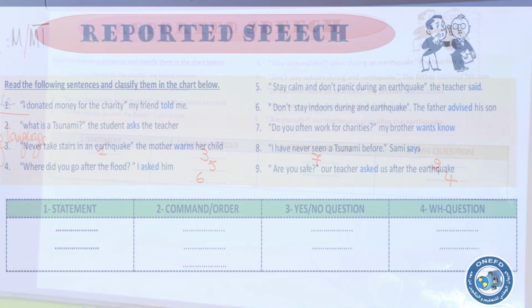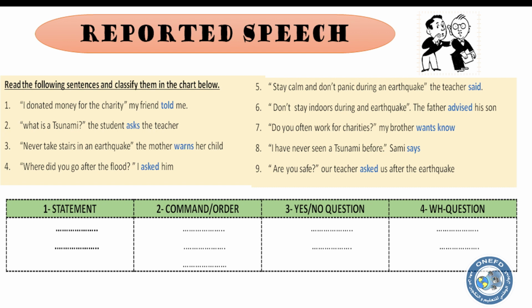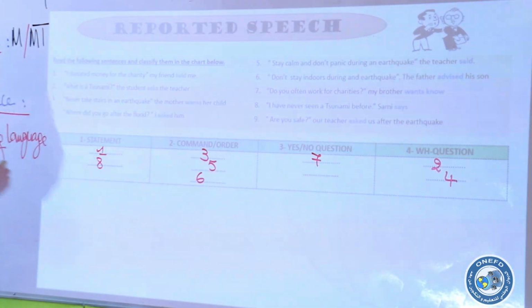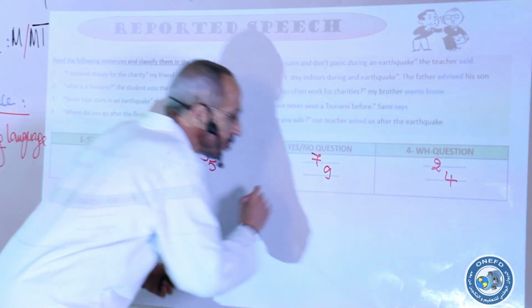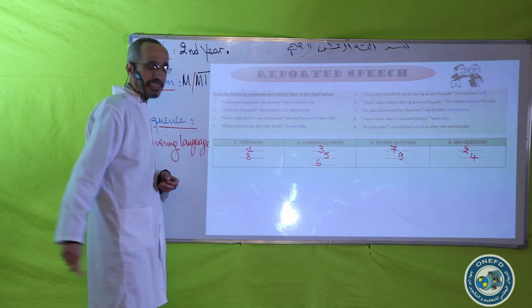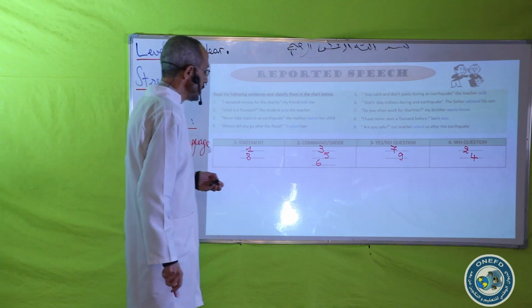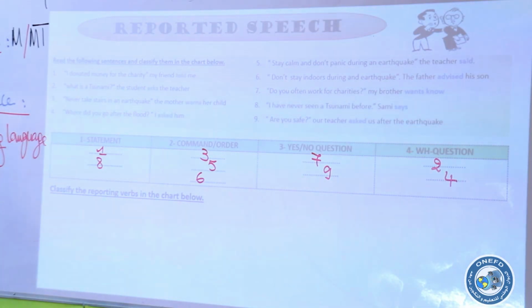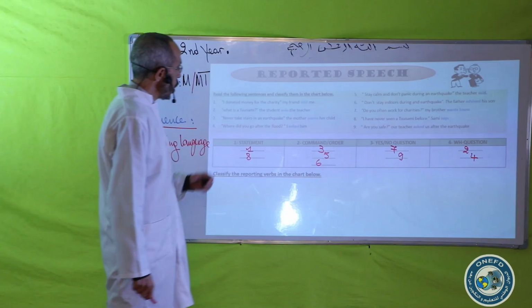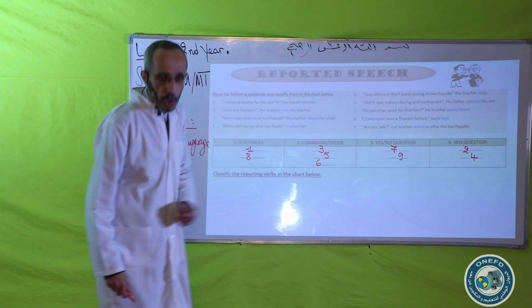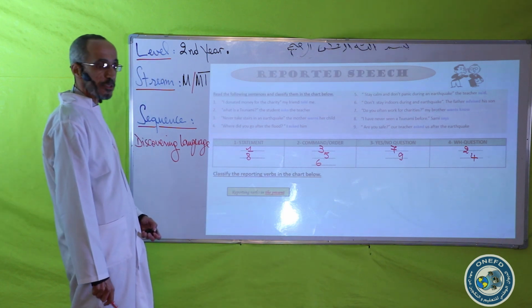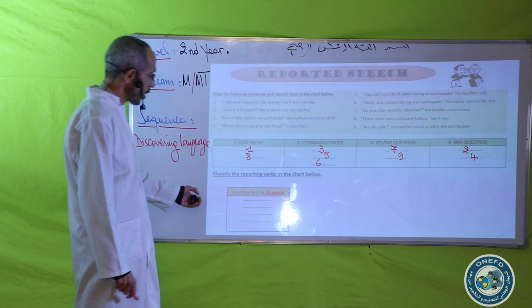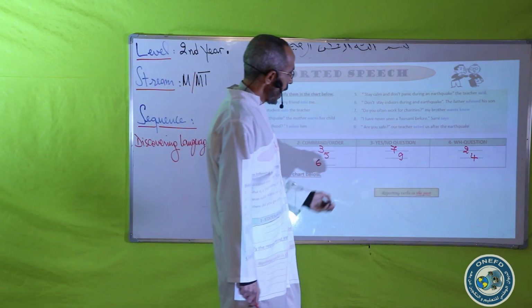I have never seen a tsunami before, Sammy says. This is a statement. Number 9, are you safe? Our teacher asked us after the earthquake. This is another yes-no question. Now, after classifying these sentences in the chart, let's classify the reporting verbs in this chart number 2. Look at the reporting verbs in these sentences. They are in blue. So, classify them. Here, reporting verbs in the present tense, and here, the reporting verbs in the past tense.